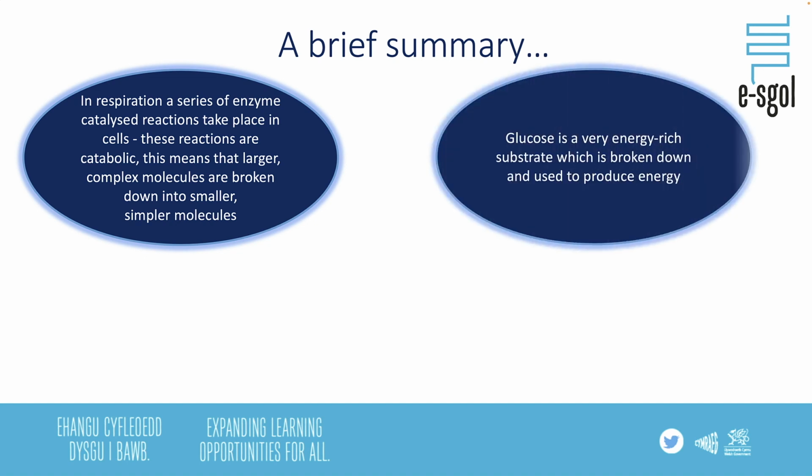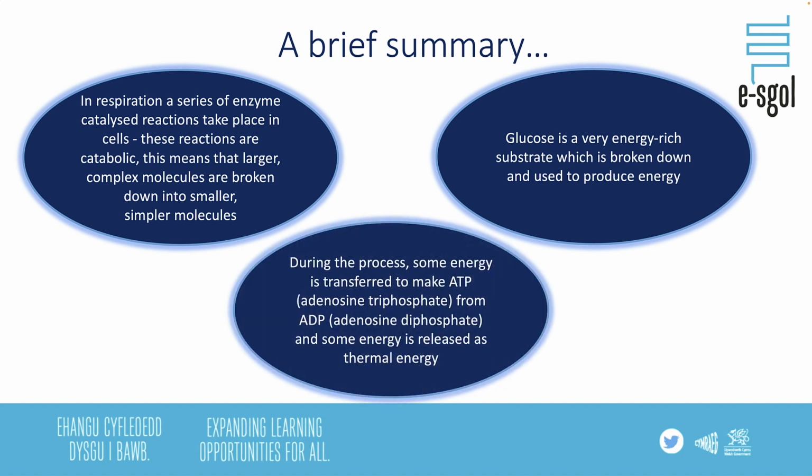In aerobic respiration, we use glucose as our respiratory substrate. There are other substrates, but we will discuss these in our other film. It is energy-rich, and is broken down to give us energy. During aerobic respiration, some energy is transferred to make ATP, adenosine triphosphate, from ADP, adenosine diphosphate, and some energy is released as thermal energy.